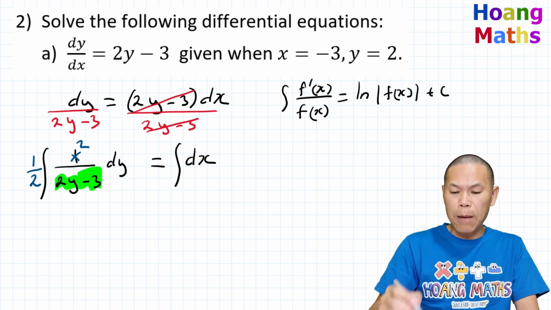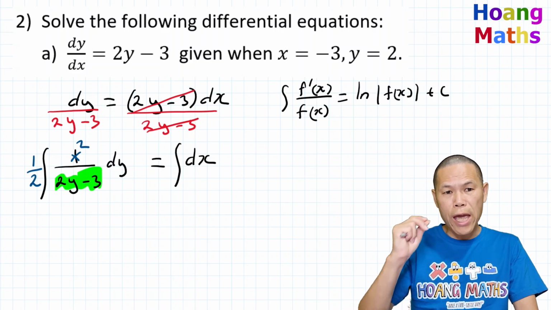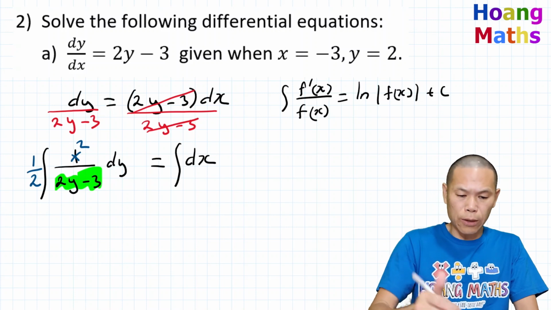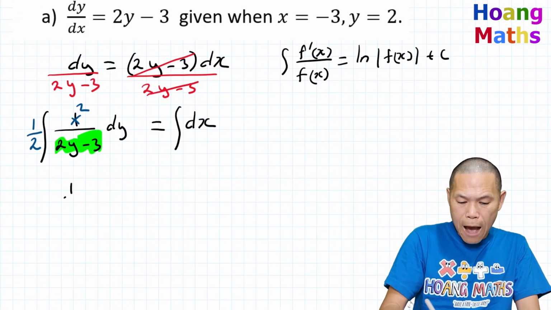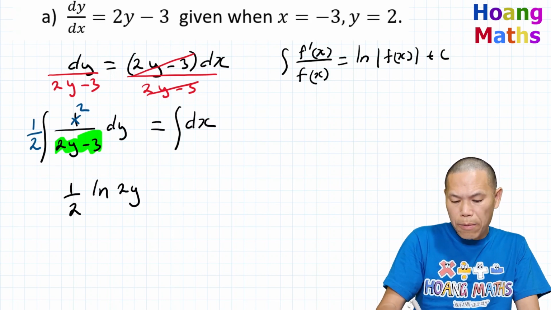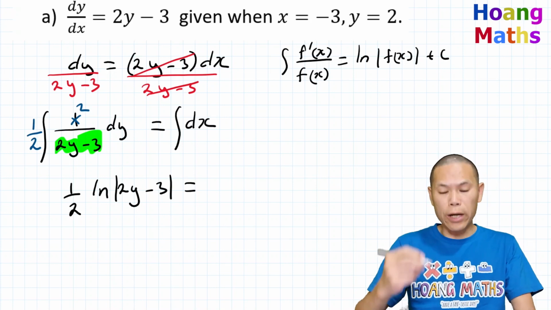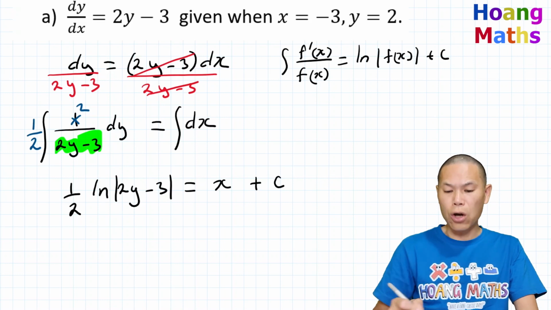So that becomes f dash x over f of x. Therefore, the answer is ln of 2y minus 3. Let me just write this down. That will give me a half of ln of the absolute value of 2y minus 3. Of course, I integrate dx, which gives me x. And do not forget, we need to add a constant.